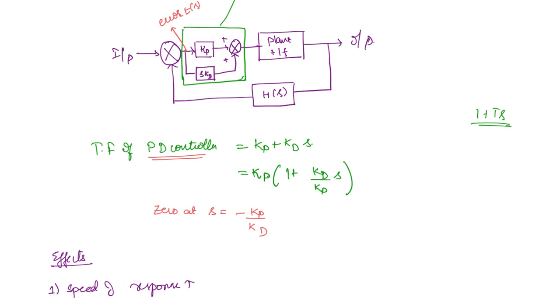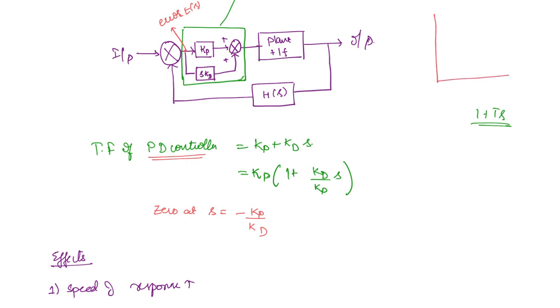Okay, so that means the system is not only responding to the error function but also to the rate of change of the error function, which is what will increase the speed. That means the system is anticipating.